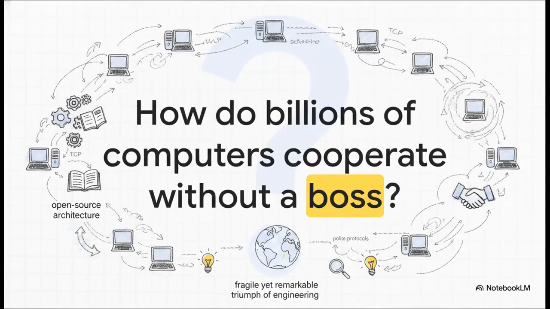You know, when you really step back and look at it, the internet is just this massive, decentralized network of billions of independent computers. There's no central boss, there's no master server running the show. The fact that any of this works at all relies completely on this open architecture and those polite protocols like TCP that just inherently agree to share resources fairly. It is a wonderfully fragile, yet absolute triumph of human engineering.